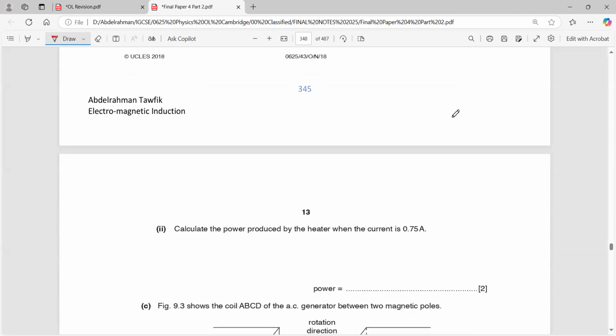Calculate the power produced by the heater when the current is 0.75. Can I find the power? Definitely, power equals VI. So you have the voltage, which was 7.2, times the current, which was 0.75. 7.2 times 0.75 will give you a power of 5.4 watts.